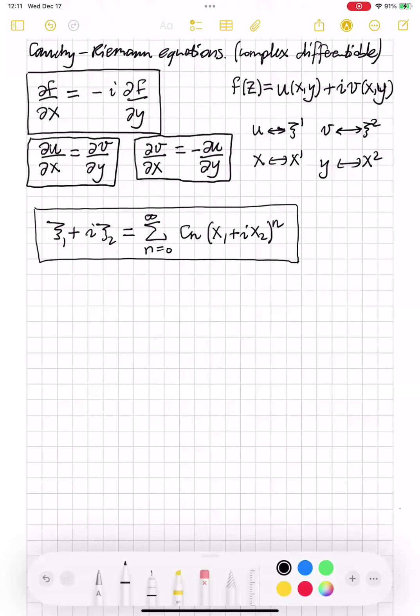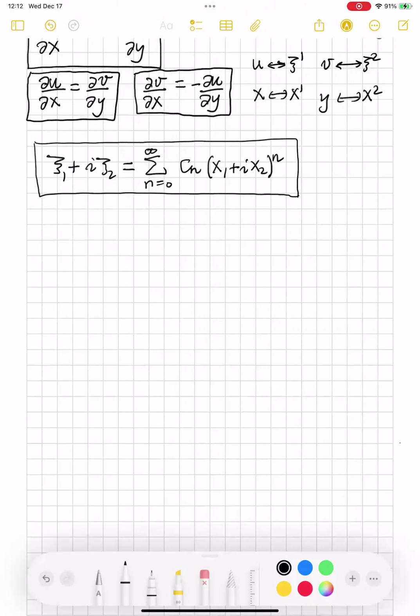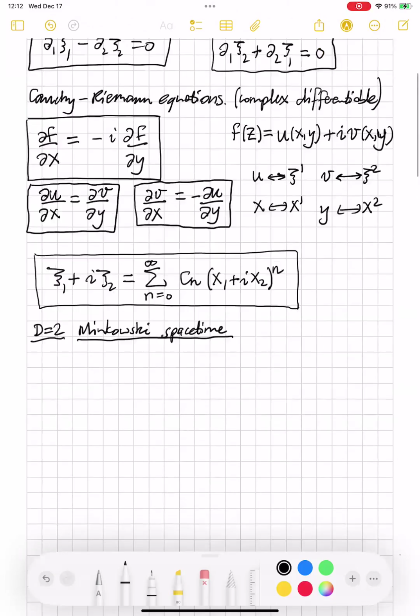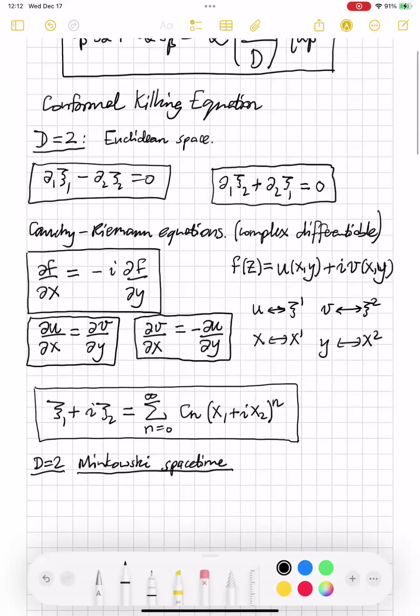Okay, so what we'd like to do now is let's keep to d is equal to 2. So we're still going to be in d is equal to 2, but we now want to take a look at Minkowski space-time. And let's write down the conformal Killing vector equation, and we'll also write down the solutions to this equation. So there's the conformal Killing equation written at the top.